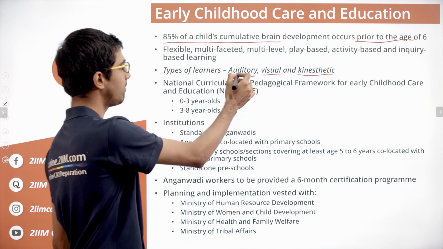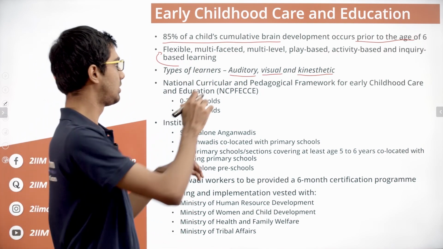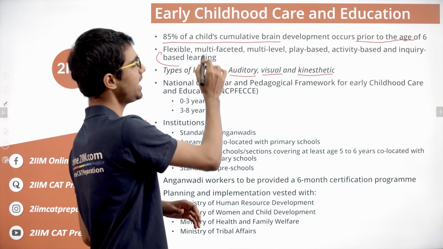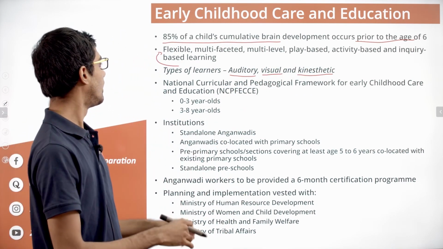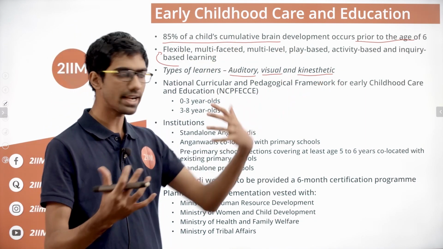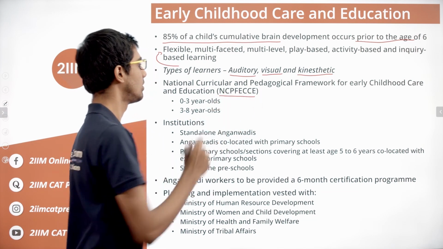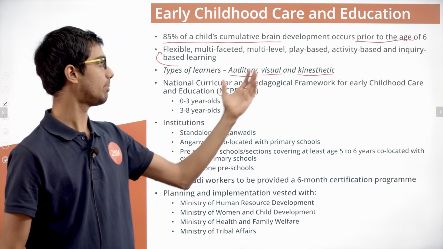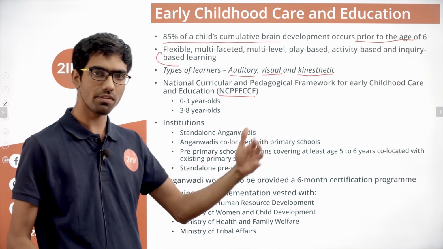So why we touched upon this is because of this. These aspects kind of cover all the 3 types of learners, and that's a good thing. So for all these, for this multifaceted, multi-level, play-based, activity-based learning to take place, there is going to be an overarching framework. That framework is called National Curricular and Pedagogical Framework for Early Childhood Care and Education. So in short, NCPF ECCE.